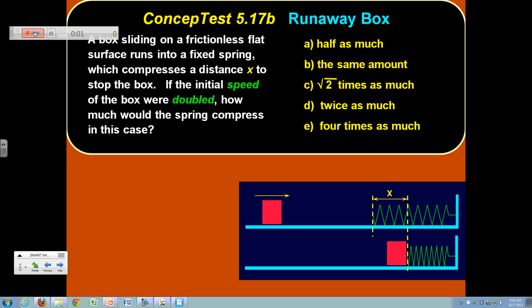A box is sliding on a frictionless flat surface, runs into a fixed spring, and compresses it a distance x to stop the box.